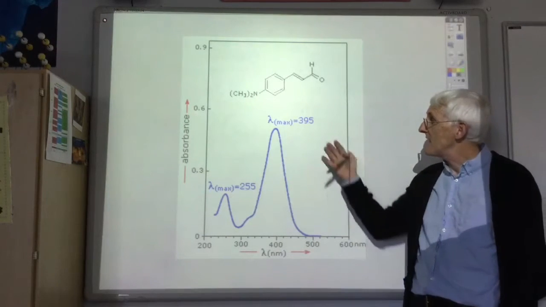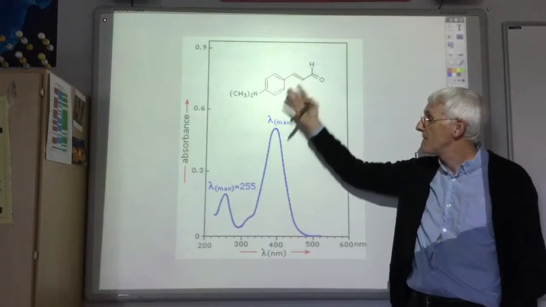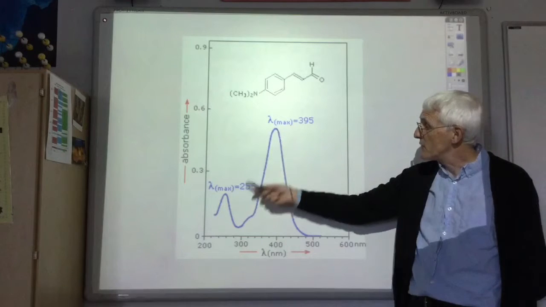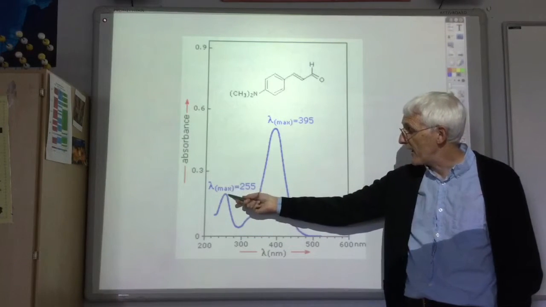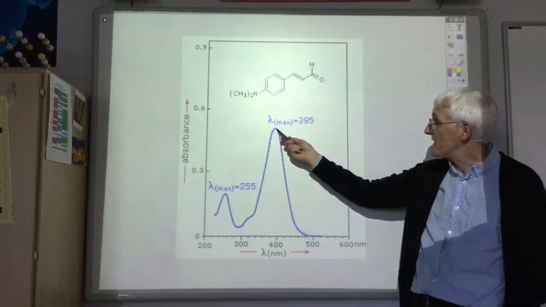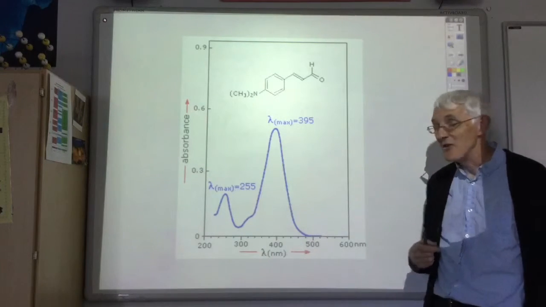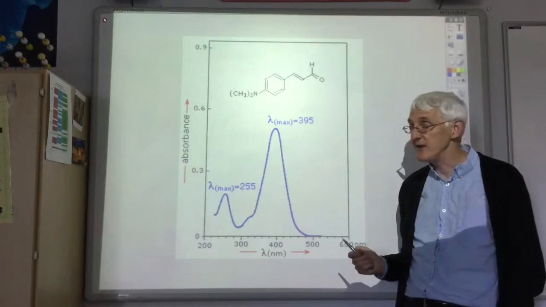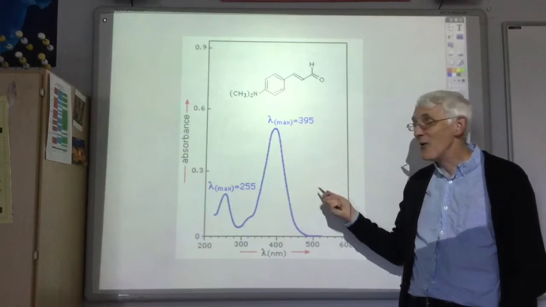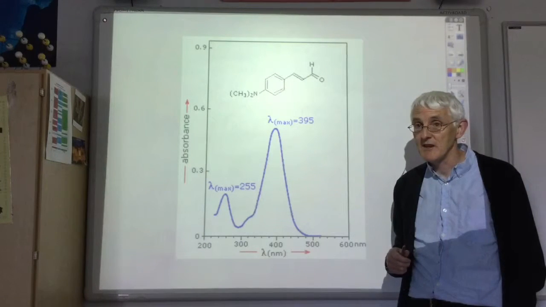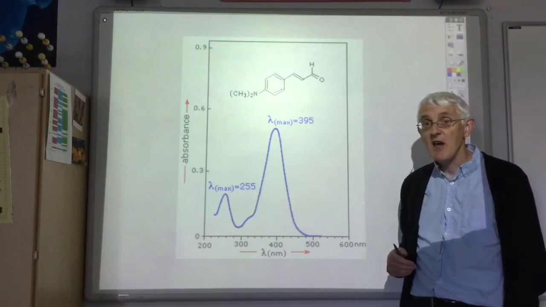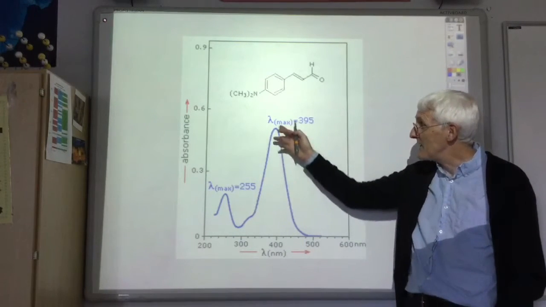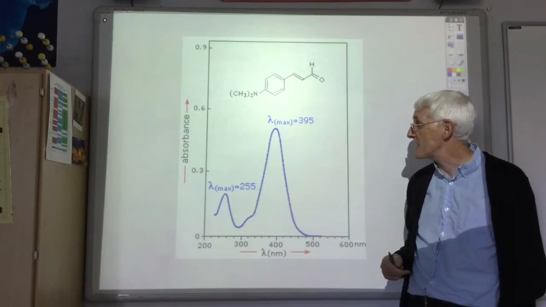Say we're trying to analyse this organic sample. Here's the absorption spectrum of it, and you see that it absorbs light with a wavelength of 255 nanometers and of 395 nanometers. Now this is outwith the visible region, which of course is from 400 to 700 nanometers. So we could not analyse the sample by colorimetry, but if we had a UV spectrometer, we could analyse it because it's absorbing in the UV region of the electromagnetic spectrum.